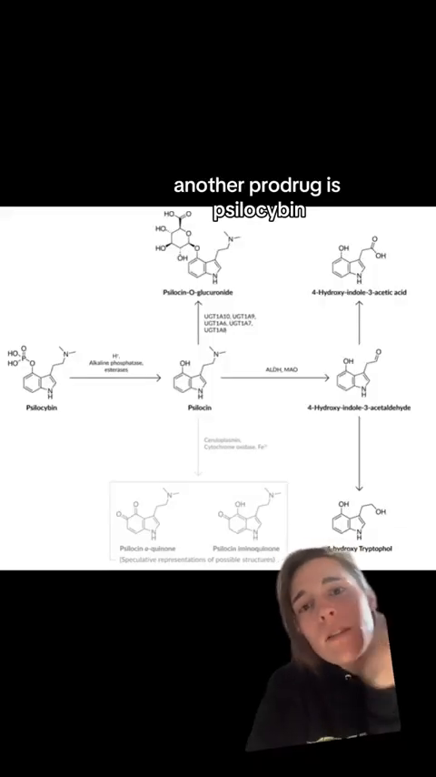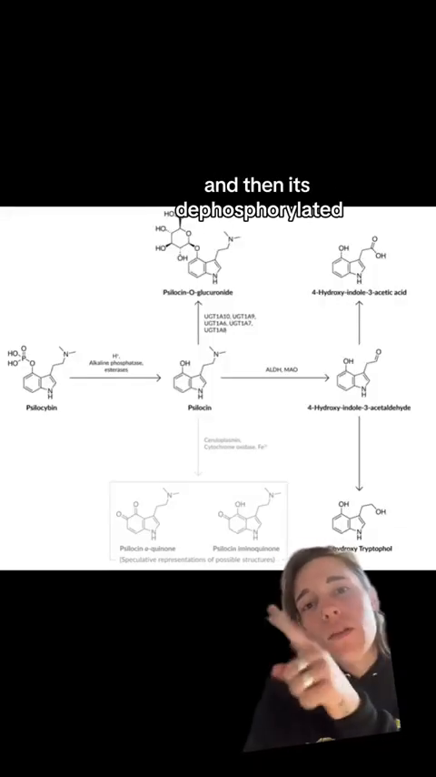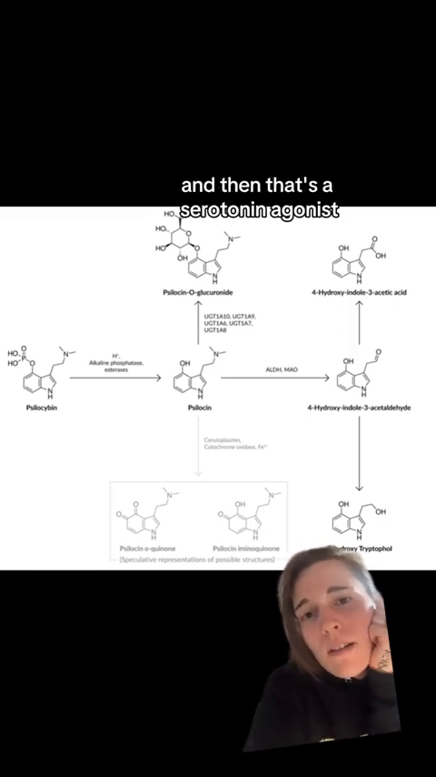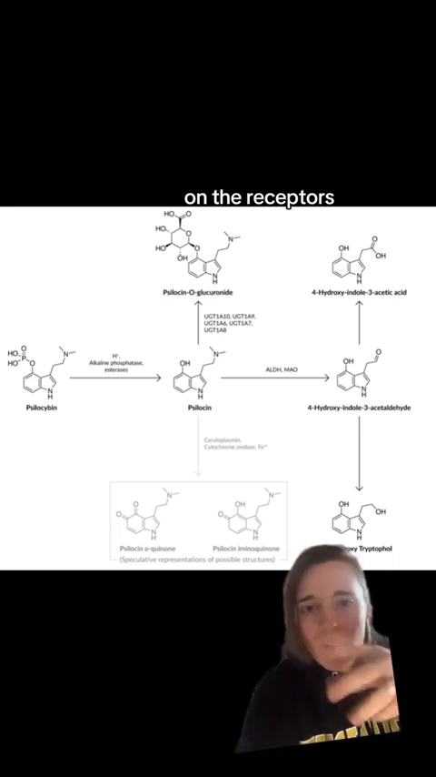Another prodrug is psilocybin, which is in shrooms, and it's dephosphorylated into psilocin, which is the active metabolite, and then that's a serotonin agonist, meaning it acts like serotonin on the receptors.